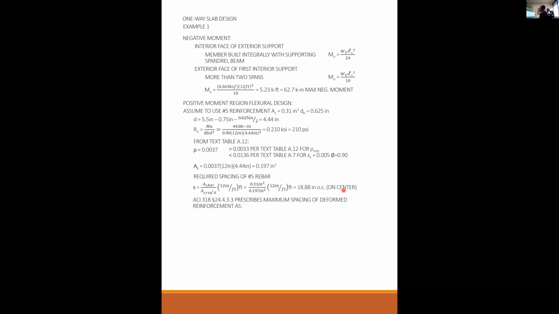Yes, yes. Or the way that they actually build these is if you say I want a number 5 at 18 inches on center, then they'll mark their formwork with a crayon or pencil, whatever, and they'll just measure out 18 inches and put a mark. Measure out 18 inches, put another mark. Every 18 inches, they put a mark. Wherever there's a mark, that's where they put a rebar.